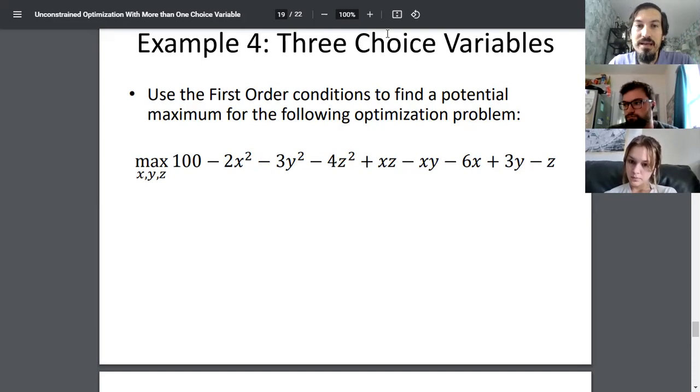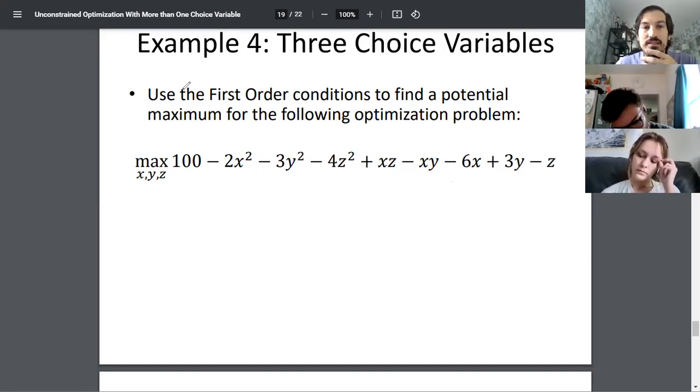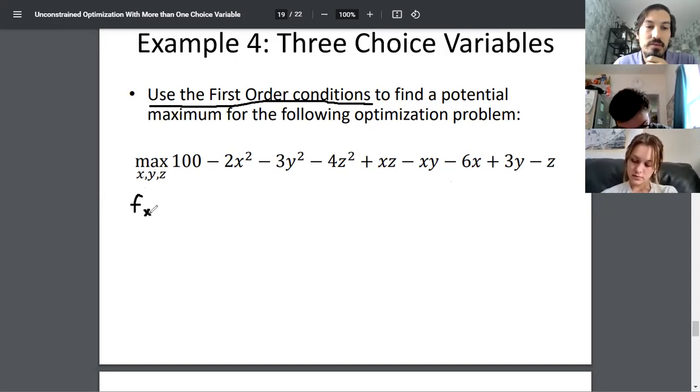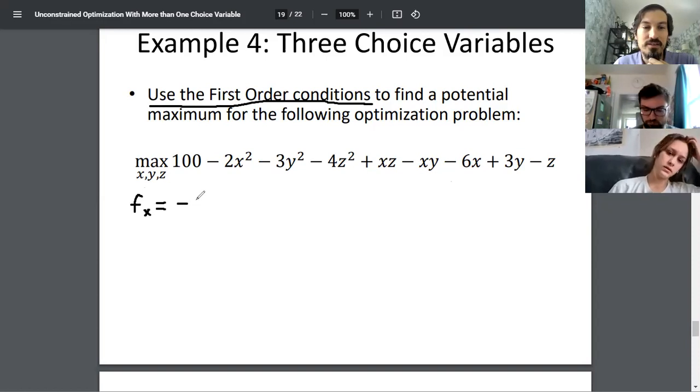I'm going to annotate here. Can you help me annotate and tell me what's the first thing I should write underneath here? Say right here, use the first order. Find the partial derivatives. With respect to which one? X. Okay, I'll write it like this, fx. Okay, what is it? It's 4x. Just positive 4x? Or negative 4x. Oh yeah, you saw the negative there. That's correct. Negative 4x, very good.